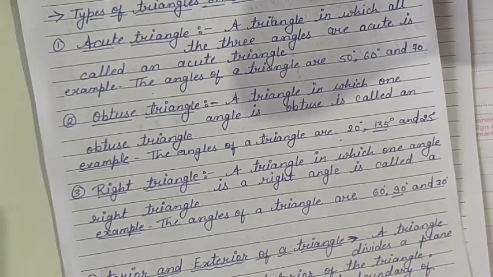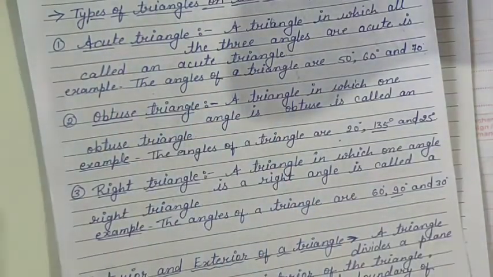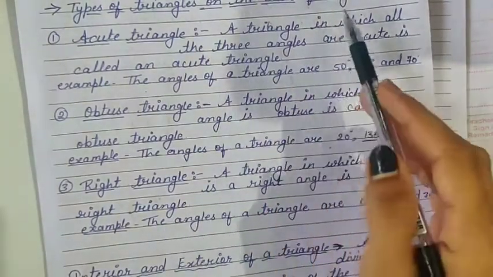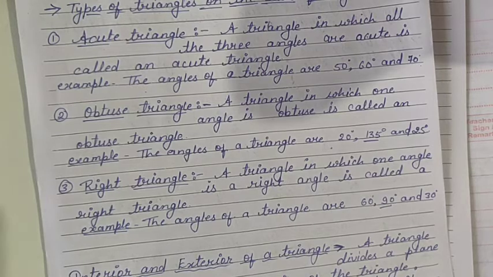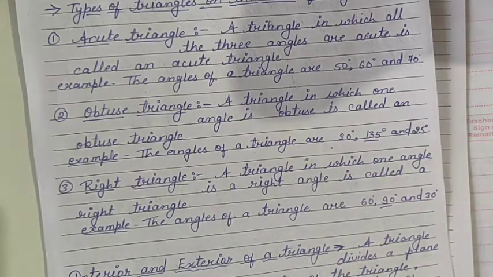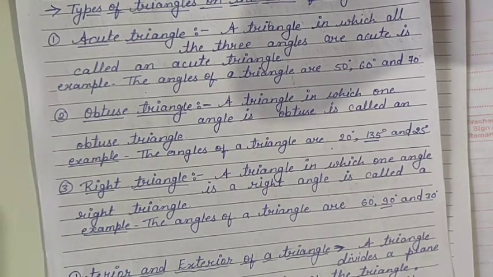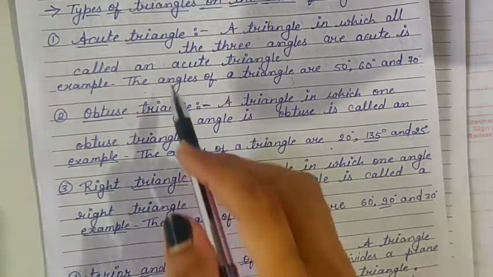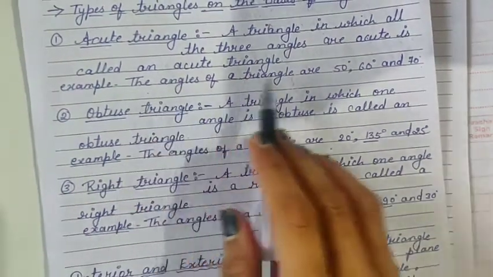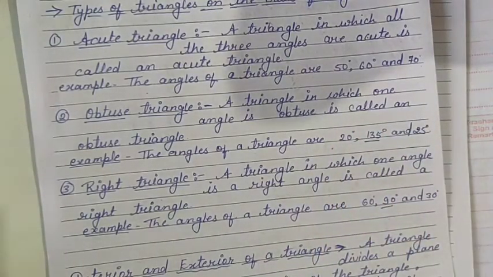Now types of triangle on the basis of angles. Firstly, acute triangle. A triangle in which all the three angles are acute is called an acute triangle. Okay students, it means all the three angles are less than 90 degrees. That is called an acute triangle. For example, the angles of a triangle are 50 degrees, 60 degrees and 70 degrees.